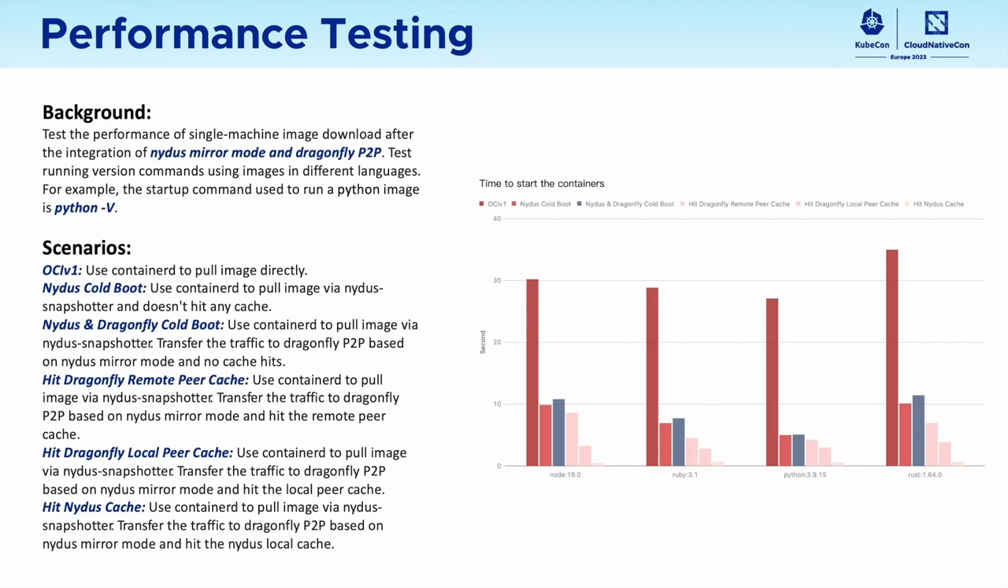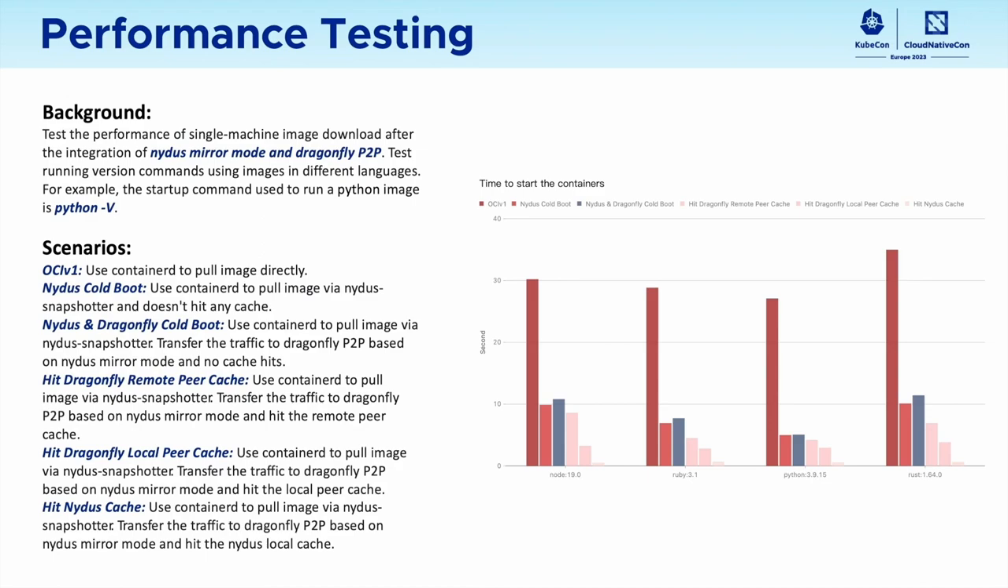The test has different scenarios. OCIv1: use Containerd to pull the image directly. Nydus cold boot: use Containerd to pull the image through Nydus Snapshotter and don't hit any cache. Nydus and Dragonfly cold boot: use Containerd to pull the image through Dragonfly and Nydus Snapshotter, transferring the traffic to Dragonfly P2P based on Nydus mirror mode, with no cache hit. Hit Dragonfly remote peer cache: use Dragonfly to pull the image through Nydus Snapshotter, transferring the traffic to Dragonfly P2P based on Nydus mirror mode and hitting the remote peer cache.